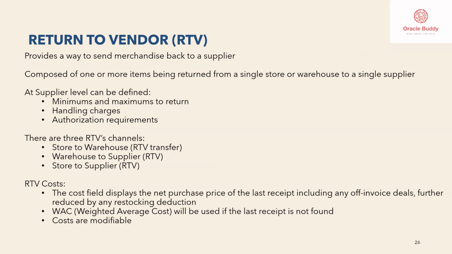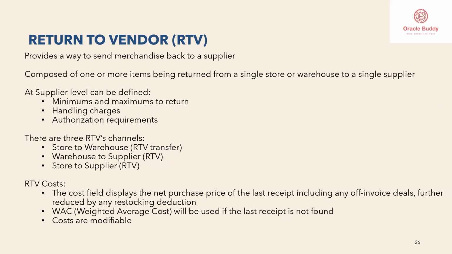Next, we will discuss return to vendor. Return to vendor provides a way to send merchandise back to a supplier, composed of one or more items being returned from a single store or warehouse to a single supplier. At supplier level can be defined minimums and maximums to return, handling charges, authorization requirements. There are three types of RTV channels: store to warehouse, warehouse to supplier, and store to supplier.